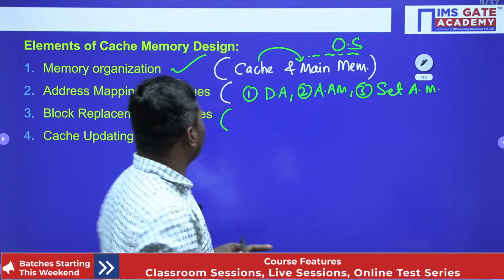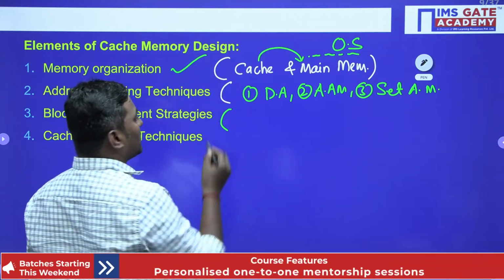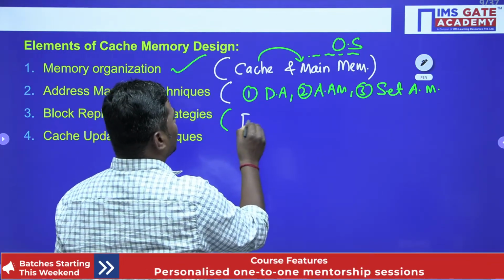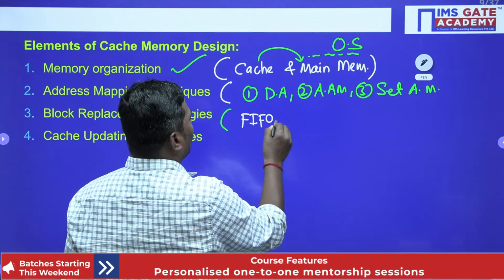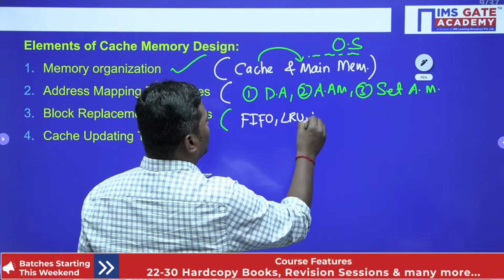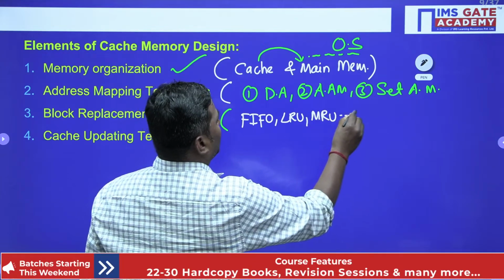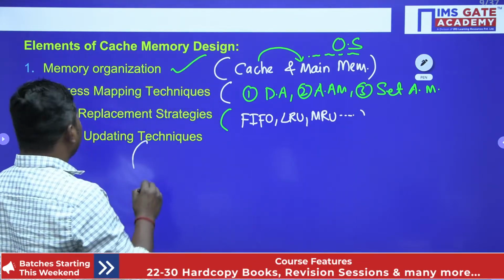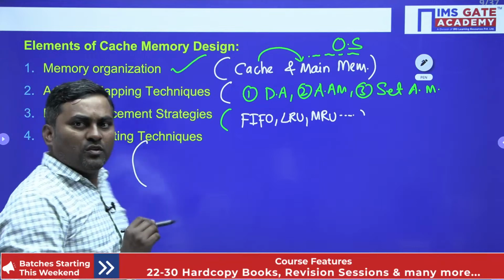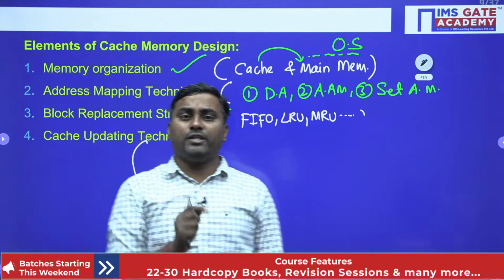So we have to discuss the page replacement algorithm, but here it is the block replacement algorithm. Examples I can say are first in first out, LRU, MRU, and the optimal algorithm. Finally we will see the cache updating techniques. So cache memory has some limitations, please understand.